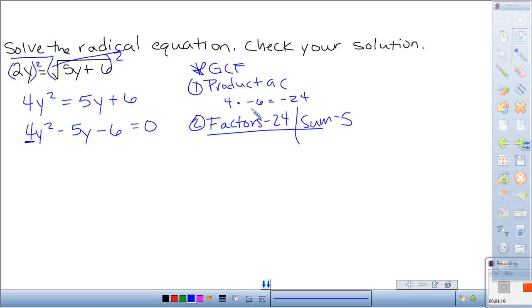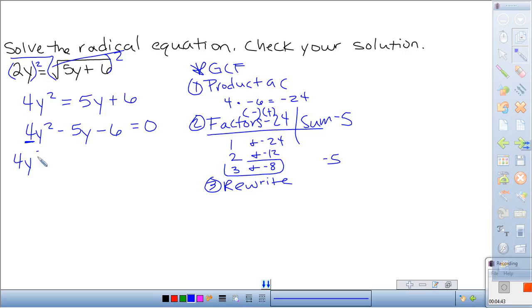So I have a negative times a positive. We want the negative to be bigger, so we get a negative here. So we could do 1 and -24, doesn't work. 2 and -12 doesn't work. 3 and -8, when you add those, you get a -5. So we're going to rewrite our equation using 3 and -8. Leave the first and last terms alone: 4y squared plus 3y minus 8y minus 6 equals 0. Remember, we're rewriting that middle term. Plus 3y minus 8y is the same as -5y. And then we simply group.